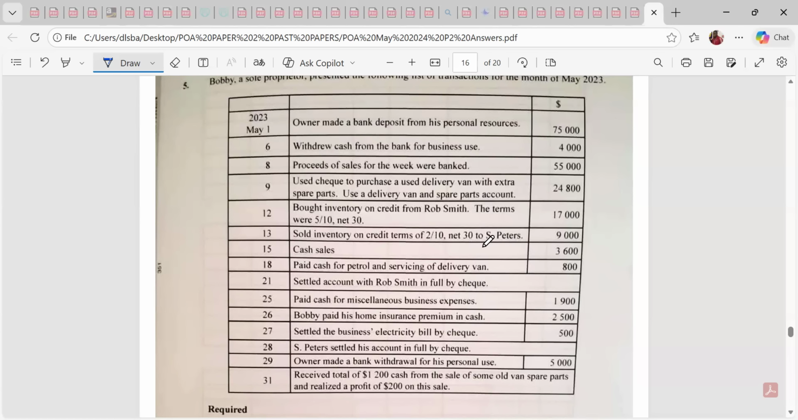On the 21st, settled our account with Rob Smith in full. That was the purchase of 17,000. And we settled it on the 21st. That's 9 days, which means you get a 5% discount. So you calculate 5% of 17,000, which is 850.